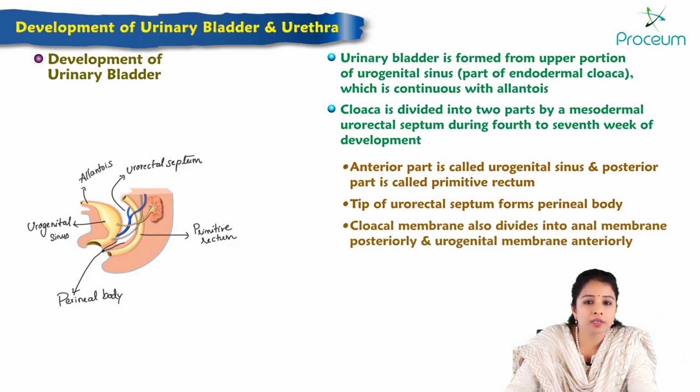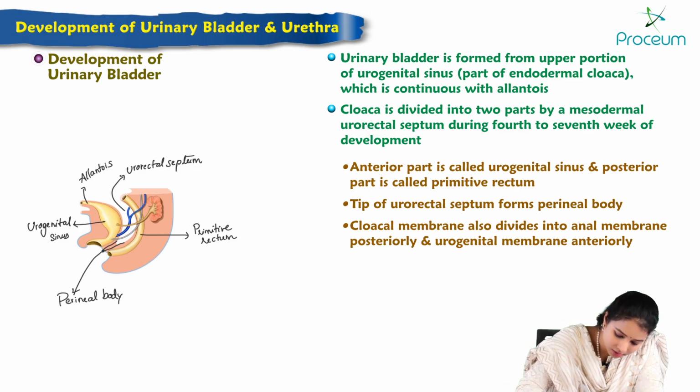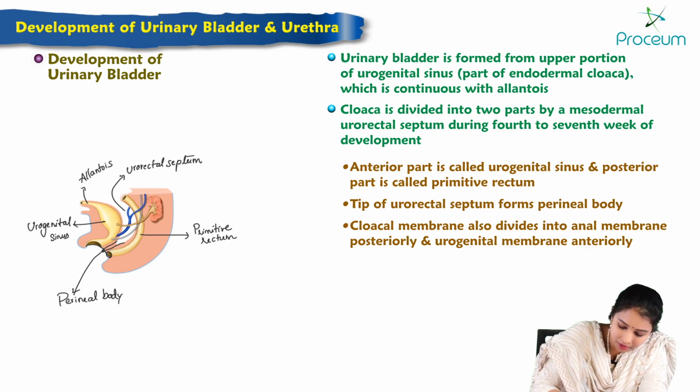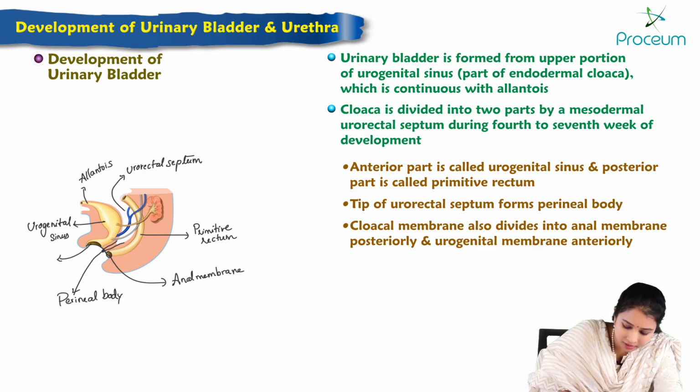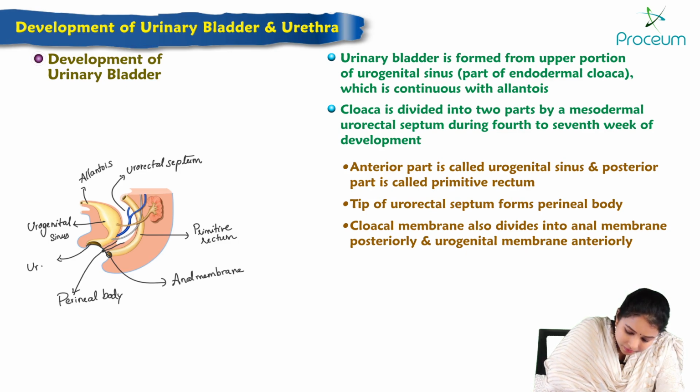So the cloacal membrane also divides into anal membrane posteriorly and urogenital membrane anteriorly. So here is the cloacal membrane. So this part of the membrane which covers the primitive rectum is the anal membrane. And the membrane which covers the lower opening of the urogenital sinus is the urogenital membrane.